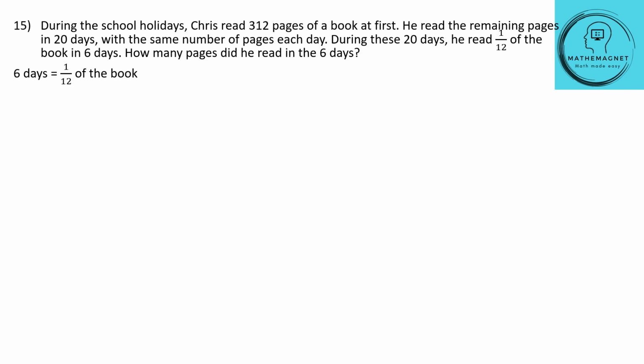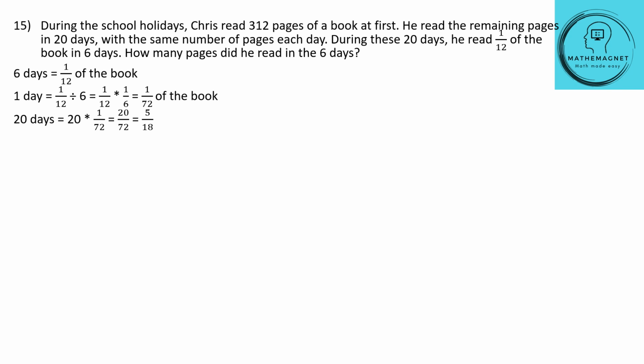We know for 6 days he has read 1 by 12 of the book. So for one day how much would he have read? 1 by 12 divided by 6, which is 1 by 12 into 1 by 6, which is equal to 1 by 72 of the book. Now we know in all the 20 days he has read the same number of pages each day. So for one day he has read 1 by 72 of the book. For 20 days it will be 20 into 1 by 72, which is 20 by 72, which is also equal to 5 by 18. He has read 5 by 18 of the book in 20 days.